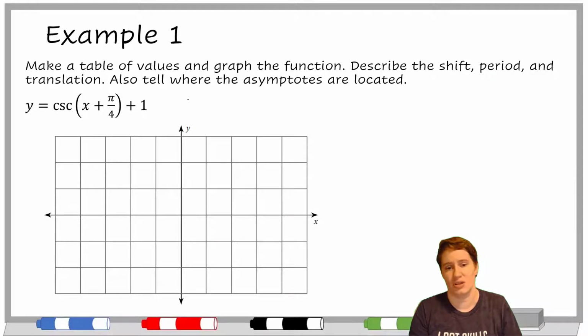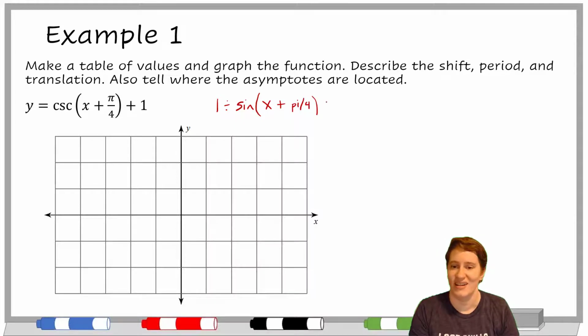If you're putting it into your TI calculator though, what we would want to do is say 1 divided by sine, because this is cosecant. It opens parentheses for us, so we put in pi divided by 4, then make sure you close the parentheses and then put +1, and then you should be able to see what this graph looks like.